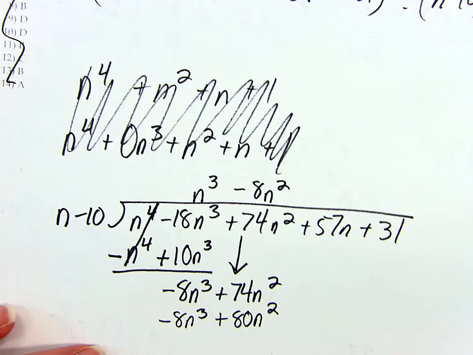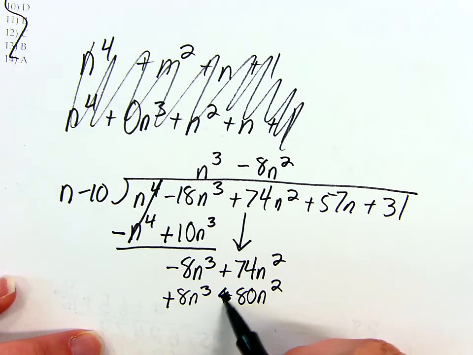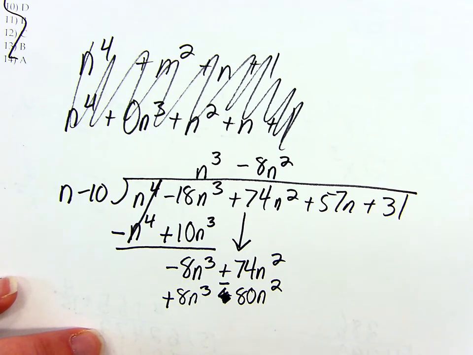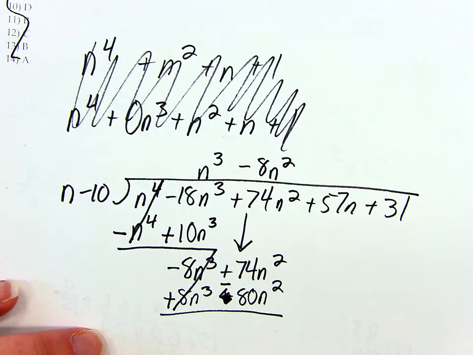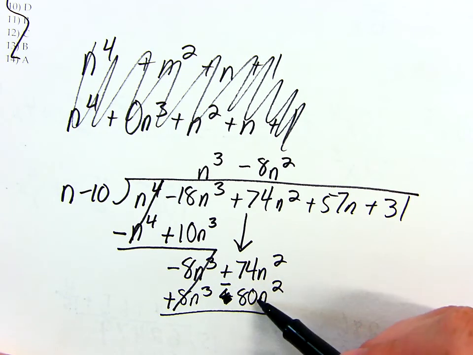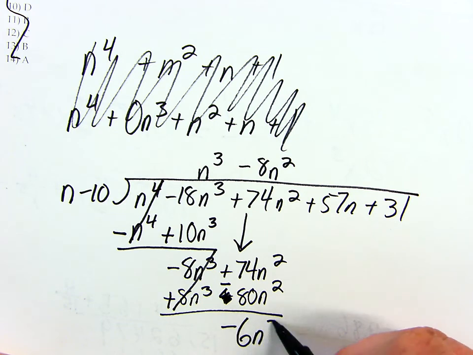Then you have to subtract. So now this turns into a plus, and this turns into a minus. I literally cross out the signs and write a minus because it gets too confusing. If you just try to darken it over, ugh, that drives me crazy. First terms cancel just like they're supposed to. And then positive 74 minus 80 leaves me with negative 6n squared.